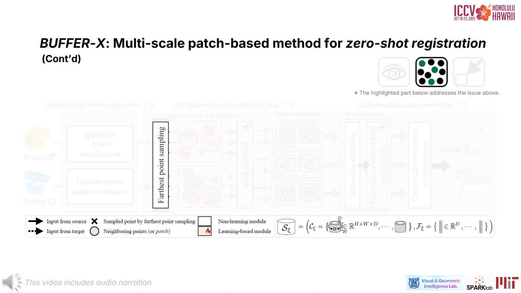Next, instead of relying on learned keypoint detectors, BufferX just uses farthest point sampling to select keypoints. Farthest point sampling outputs a robust, evenly distributed set of keypoints across the source and target clouds.